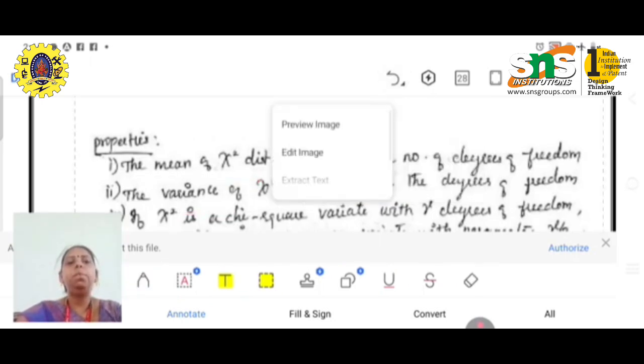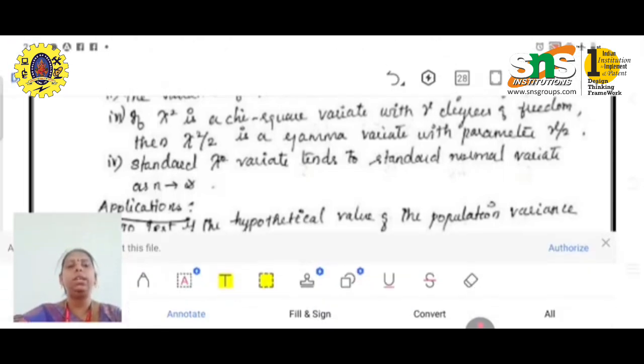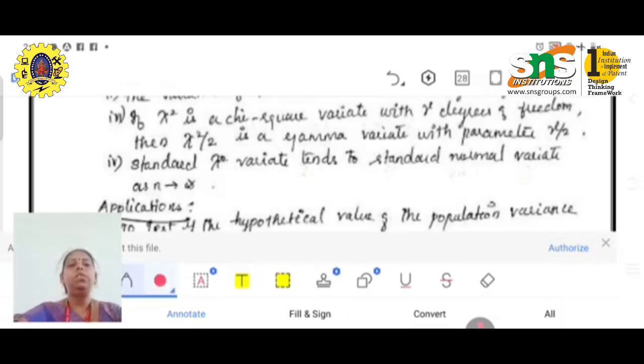And the chi-square distribution varies with degrees of freedom. Then chi-square by 2 is a gamma variate with parameter n by 2. One of the next important features is that the standard chi-square variate tends to the standard normal variate as n tends to infinity. This is a very important property of the chi-square distribution.